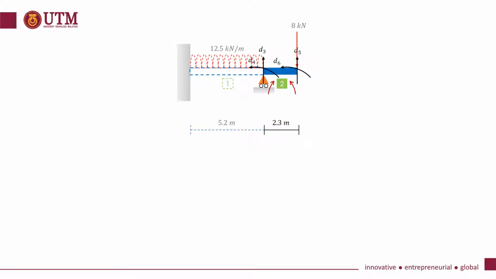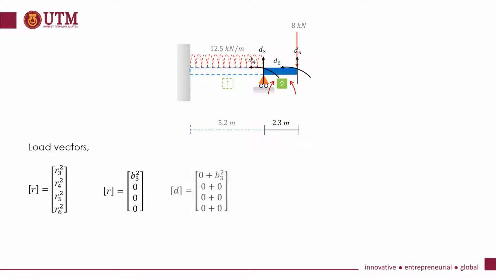Load vectors. So we have no uniformly distributed load, but we do have a point load. Actually, this point load will be added in the global assembly of the load vectors. That's why we have 0 here. And this B3 is because the roller resists the vertical direction.